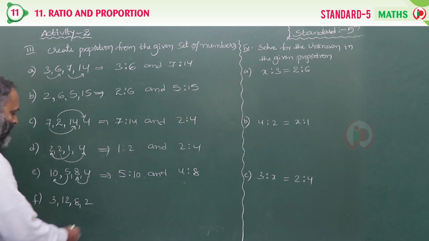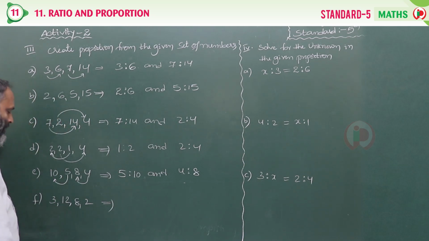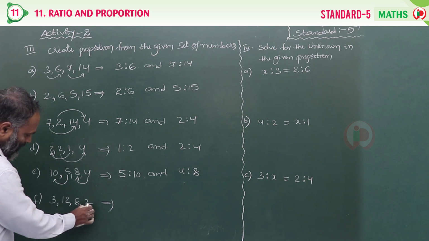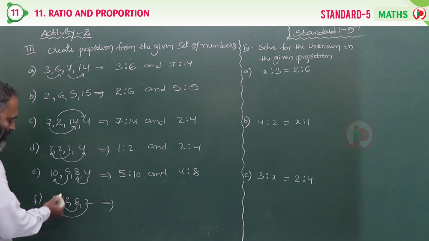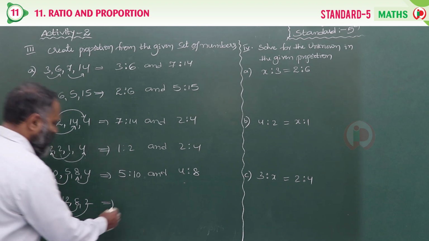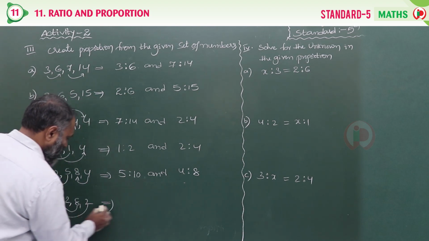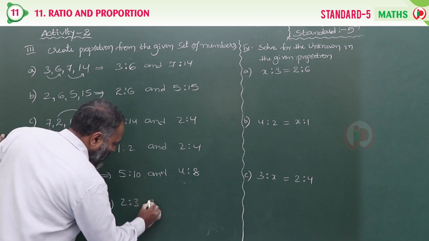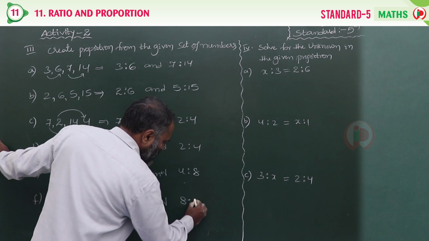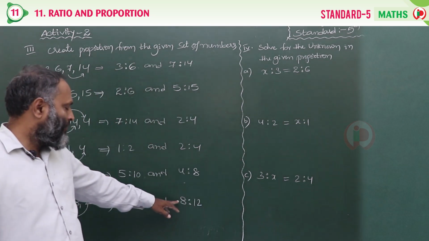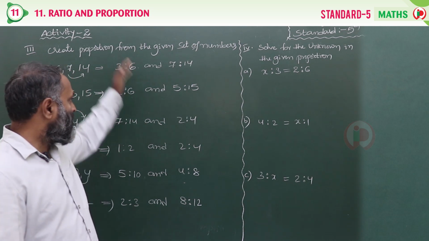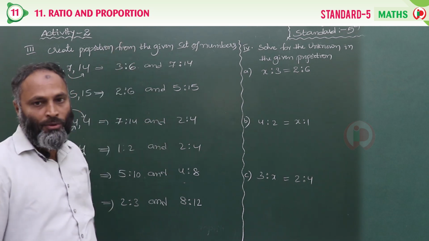Now the next one, how is it? 8 and 3, 3 is to 2, 2 is to 3, 8 is to 12. 4 2s are 8, 4 3s are 12. If you cancel with the 4 table, you will get 2 is to 3 only. So these are in proportion.